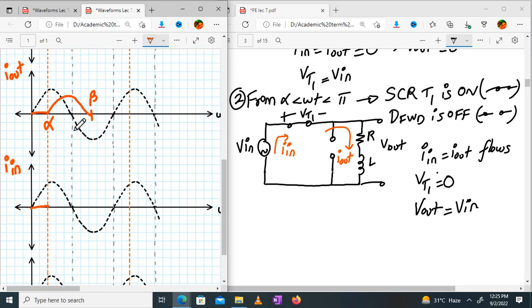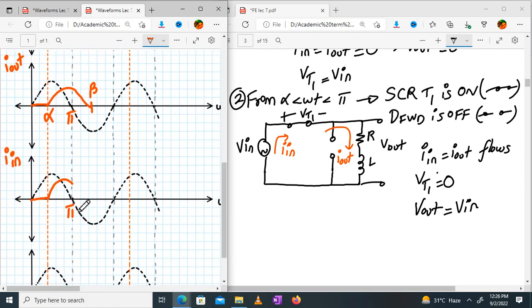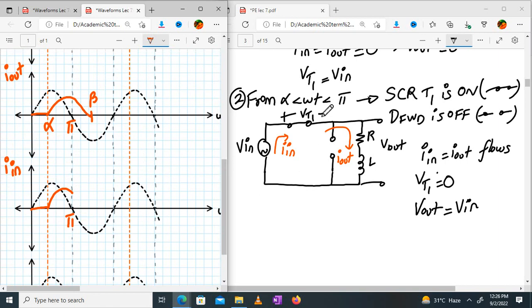You tell me about till pi. We'll draw till pi only. So till pi it will follow the same nature. Yes, na? What will happen after that? I don't know. So till pi I can draw that safely. Is this correct? Everyone agrees? From alpha to pi it is clear. Now next, from pi to beta.